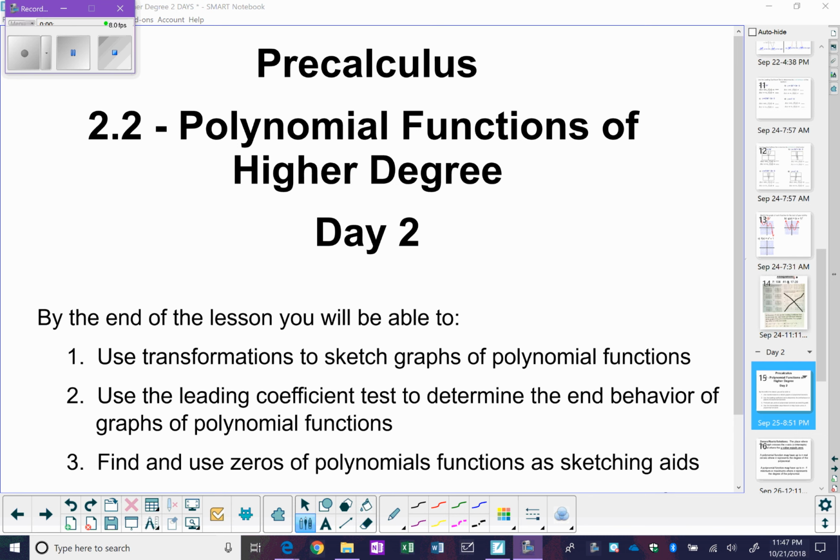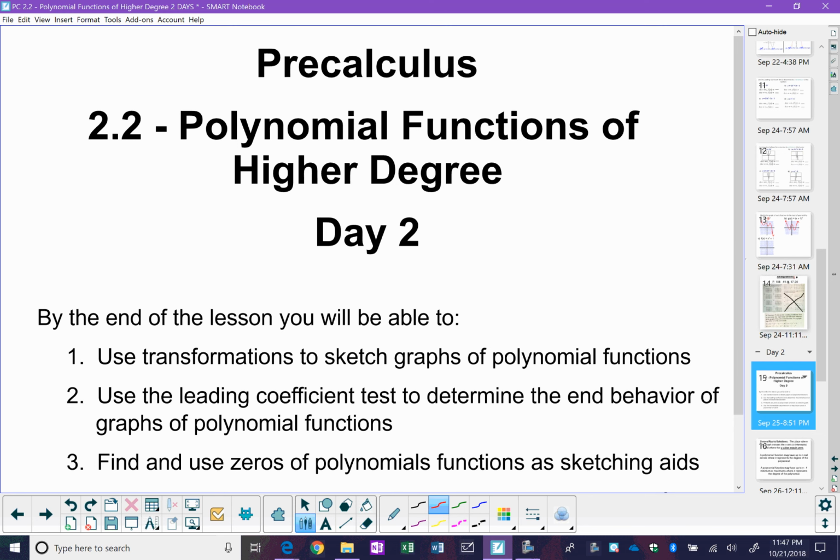Hi guys, welcome to 2.2 polynomial functions of higher degree. Today we are going to focus on objective 3, which is finding and using zeros of polynomial functions as sketching aids. I am going to go back and review a little bit what was in 2.2 part 1.